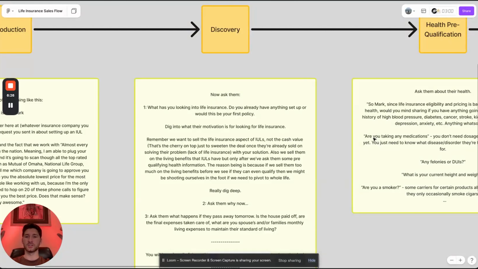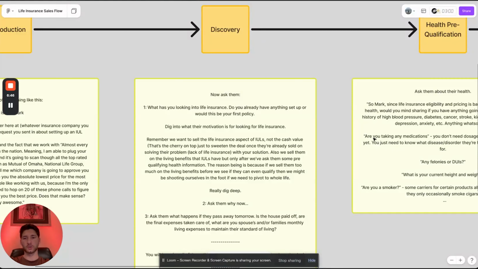If they don't care about the death benefit, if they don't have a family, really focus on the cash value. However, still, as a general rule of thumb, I want you guys to know with IULs, you want to still focus on and really sell the life insurance aspect of these IULs, not the cash value, because that's the cherry on top, right? Just to sweeten the deal once you've already sold them on solving their problem, right? The lack of insurance with your solution.